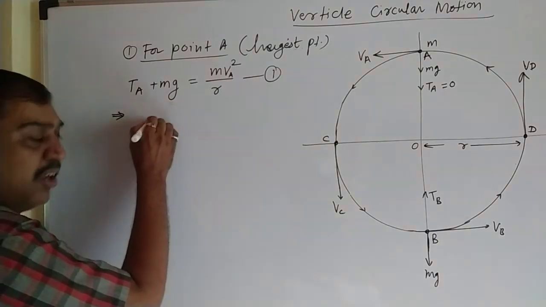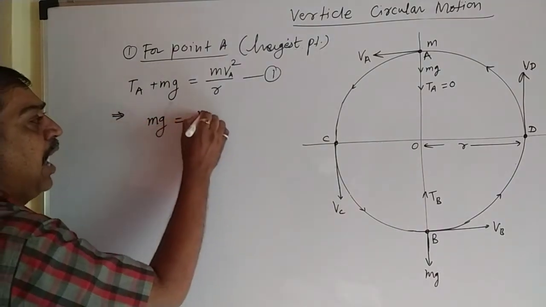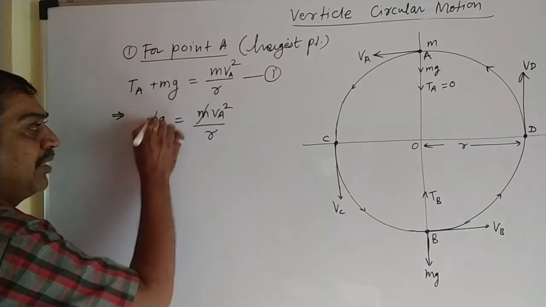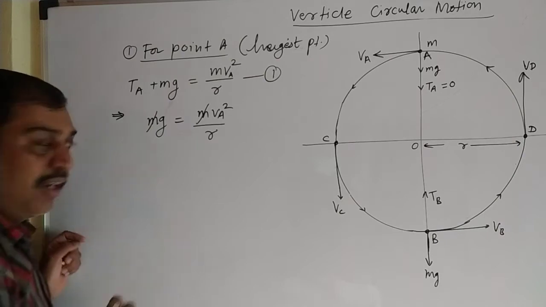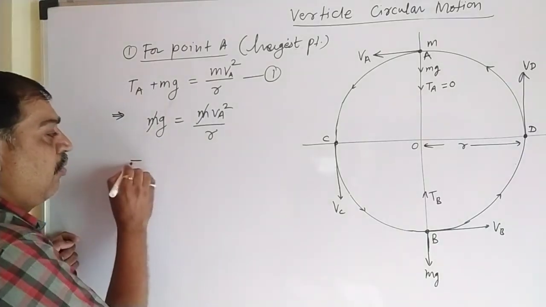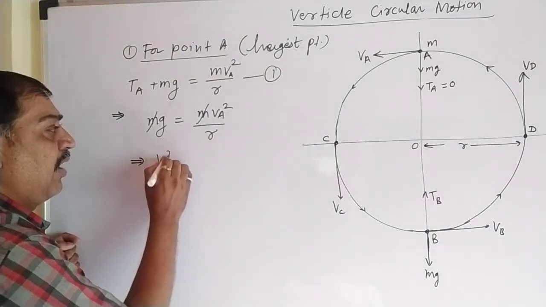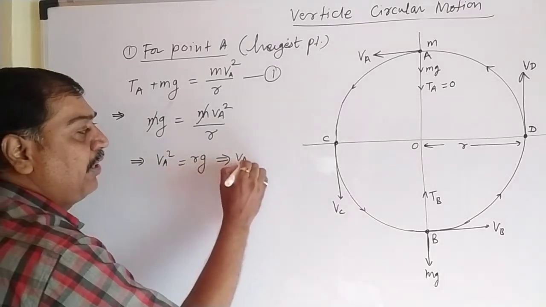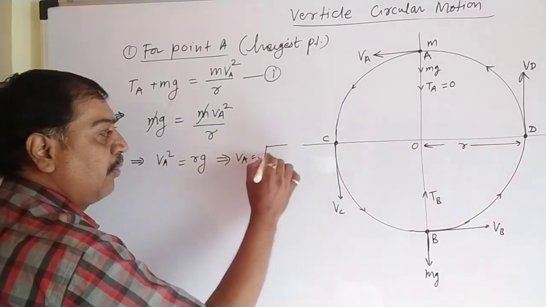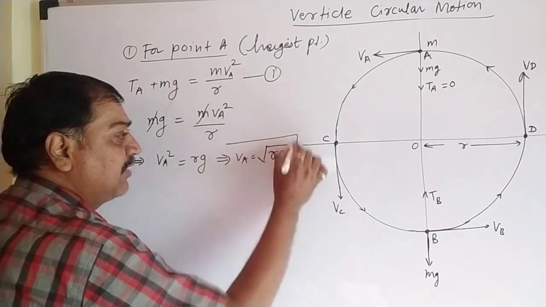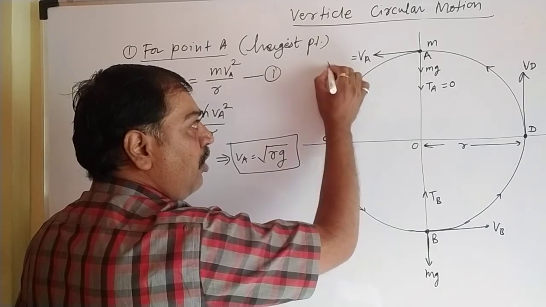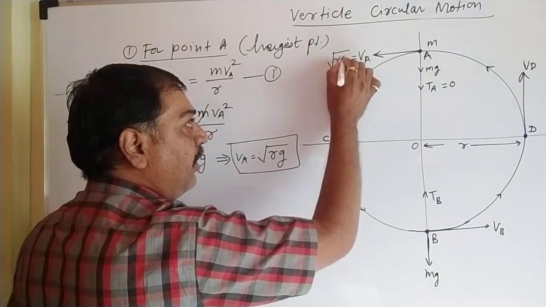The equation implies that mg equals mVa square divided by r. This m from this side and this m from this side cancel out. Move this r to this side. What we get? Va square equals rg. This implies that Va equals square root of rg. In this fashion, we have found the value of velocity Va. It is square root of r into g.